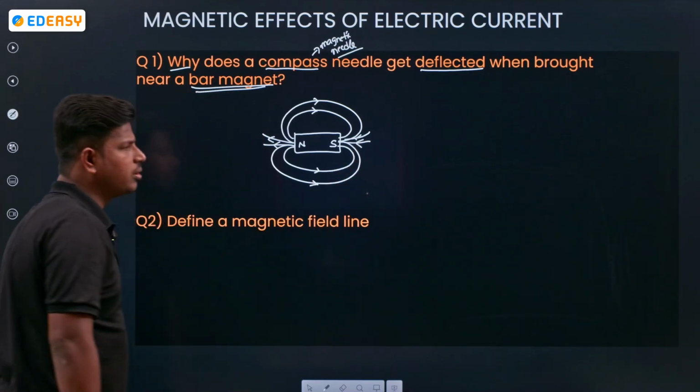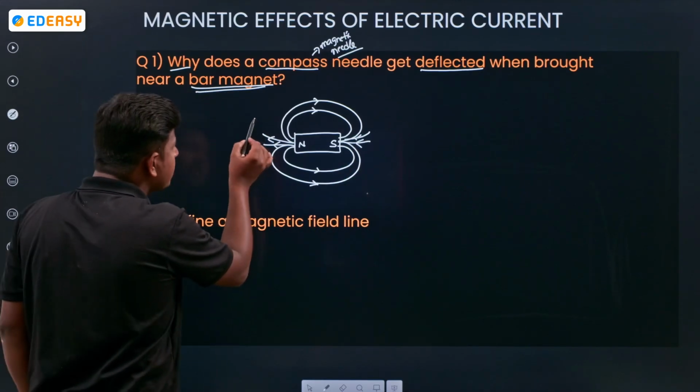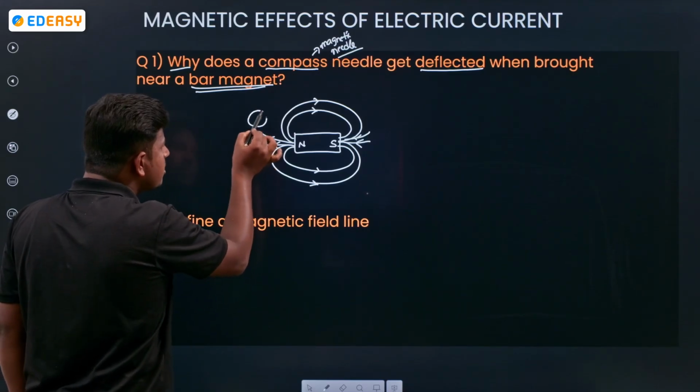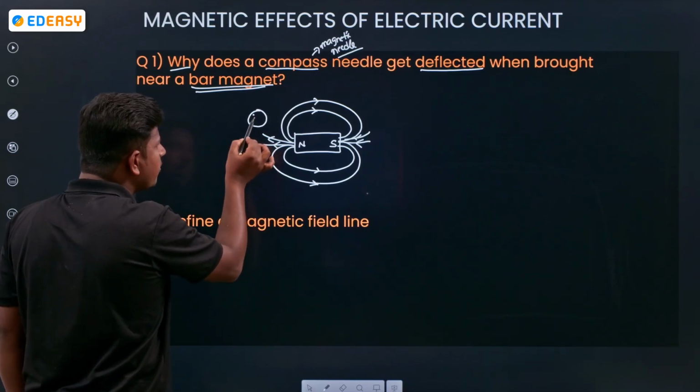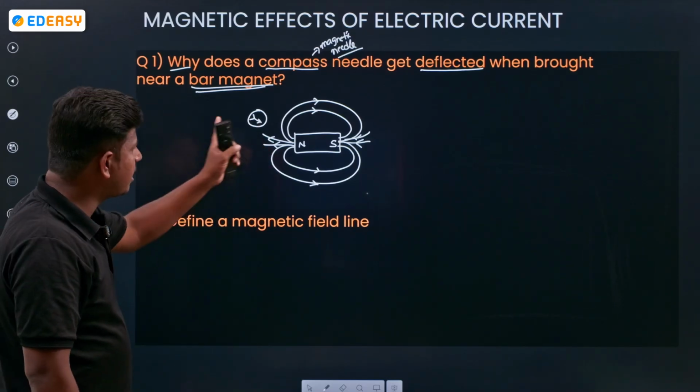North pole to south pole. These are the field lines, right? This is the field line. If a compass is coming, so I am taking a compass here with a magnetic needle.